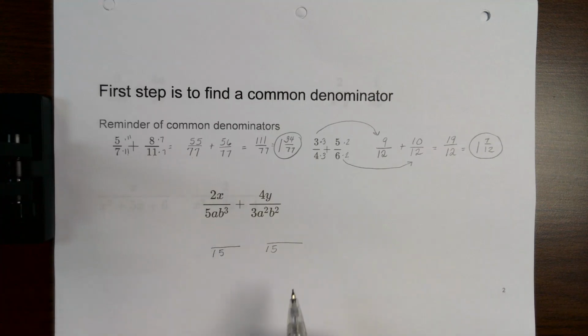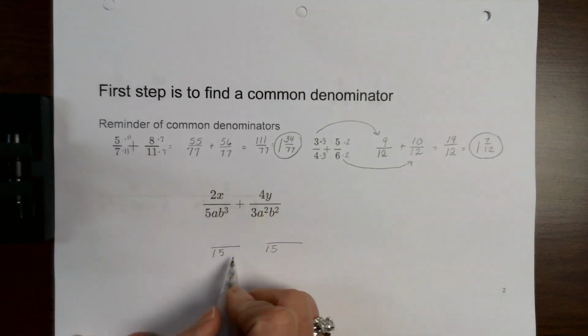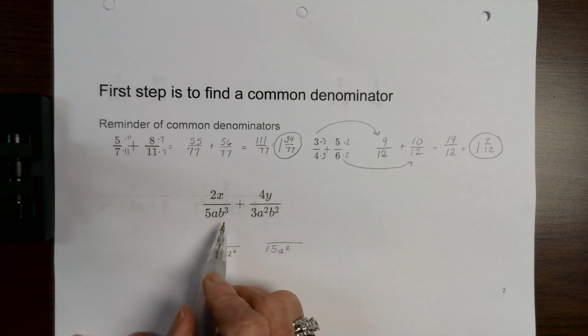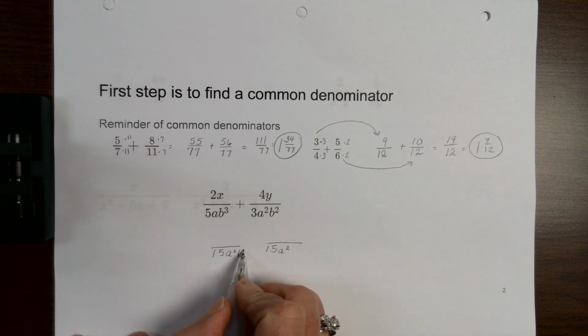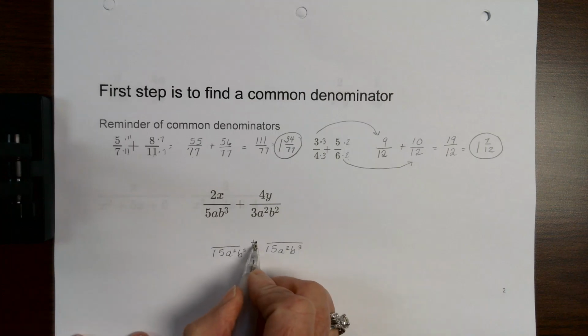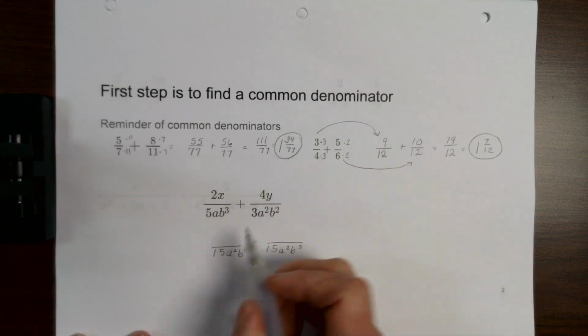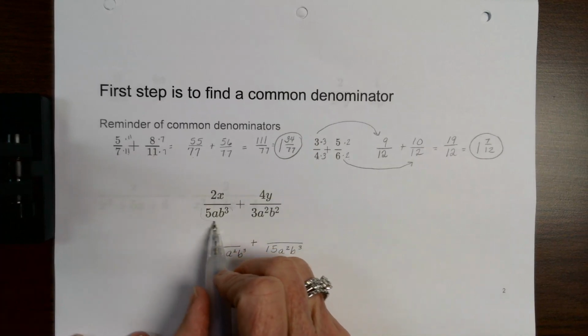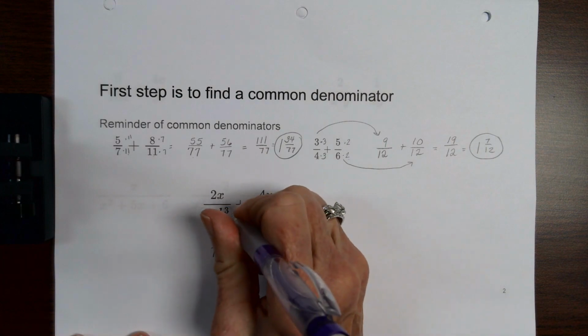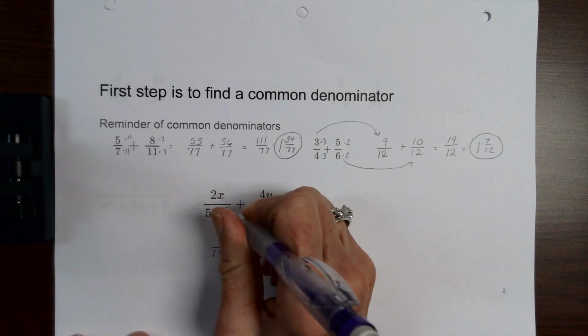Then I look at the variables and I say, what is the highest power of every variable that's represented there? The highest power of a is a squared, so that's going to be a part of our variable. Highest power of b is b cubed, so that's our common denominator. I'm going to rename this by asking, how can I turn this bottom into this bottom? So I would have to multiply it by 3a.